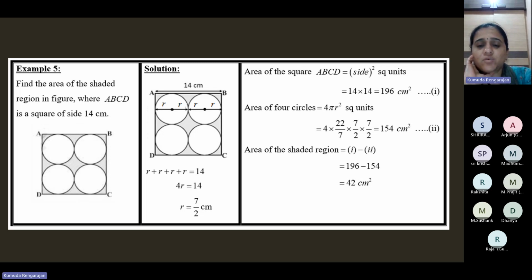One circle is pi r square. So 4 circles will be 4 into pi r square. And I have presented it like this. R plus R plus R plus R is equal to 14. So 4R is 14. So R is equal to 7 by 2. 14 by 4, 7 by 2.